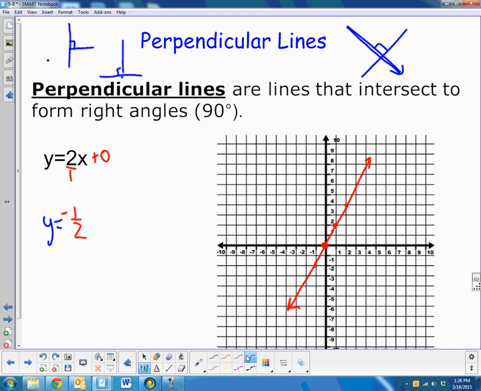So I've got my y-intercept, 0 again, and I have a rise of negative 1 and a run of 2. Rise of negative 1, run of 2. And so if I connect those dots, that is a 90-degree angle. And so we can use that opposite and reciprocal to get our perpendicular slope.